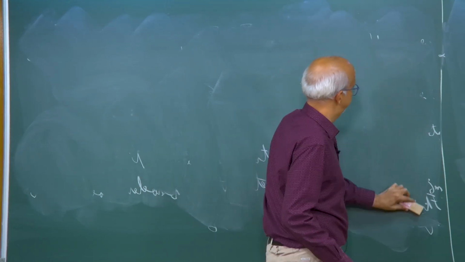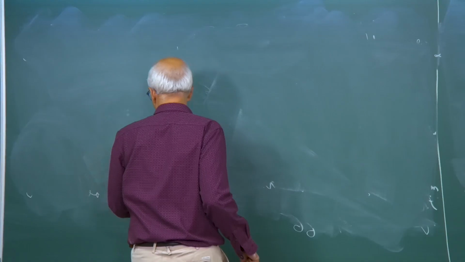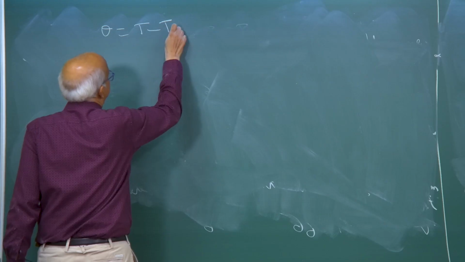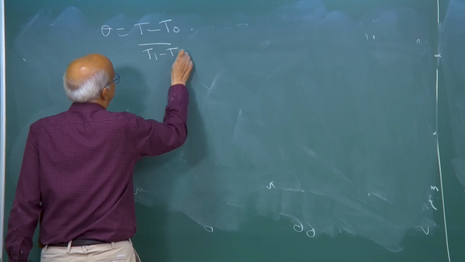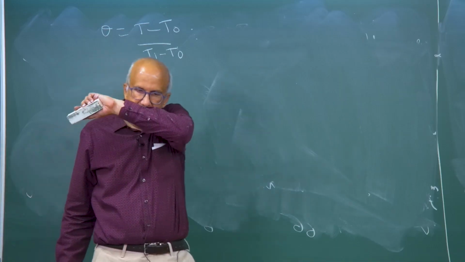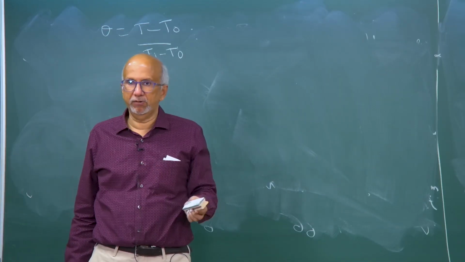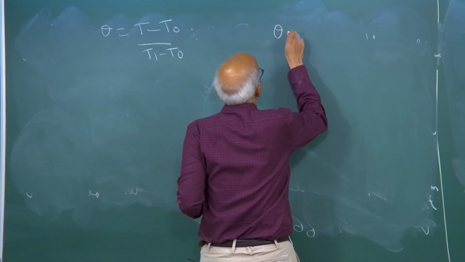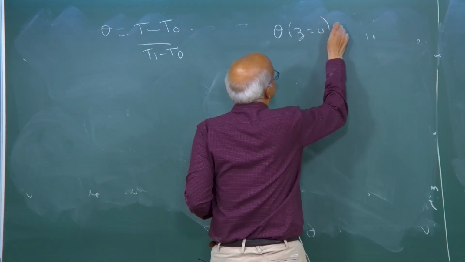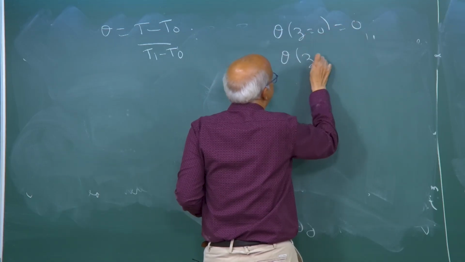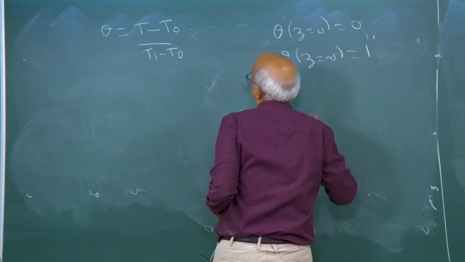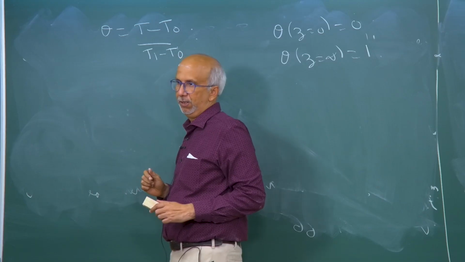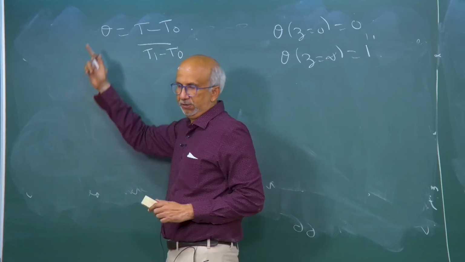What I will do is define theta, my dimensionless variable, as follows. And what is the advantage of this? Because then theta at z equal to 0 is 0, theta at z equal to infinity is 1. Because I have boundary conditions T naught here, T1 there.